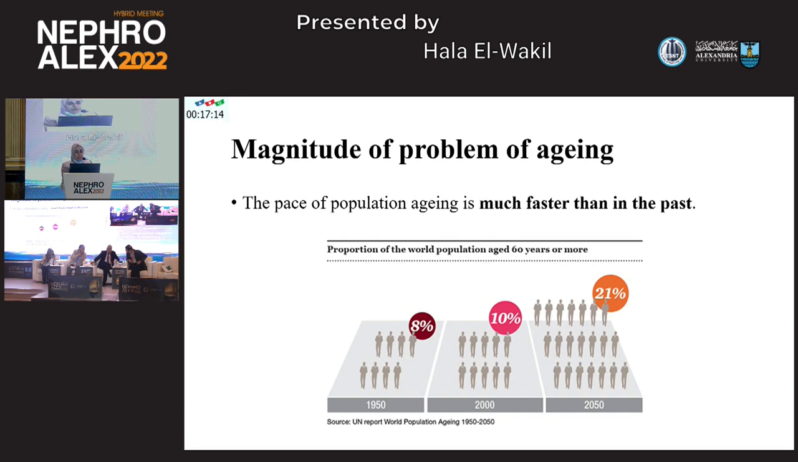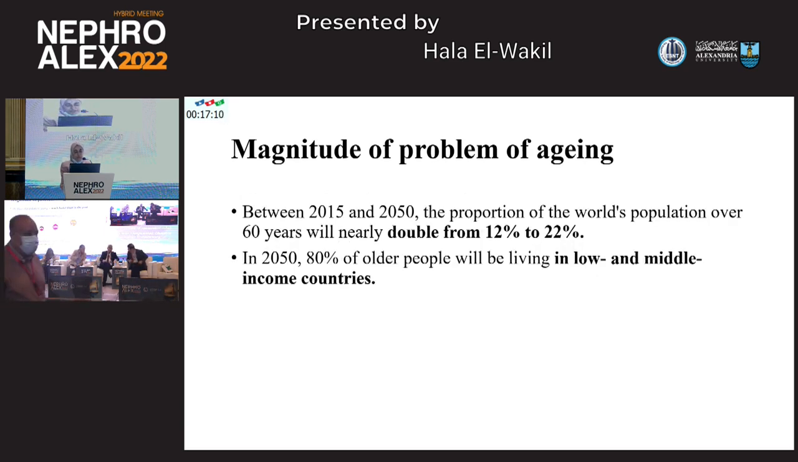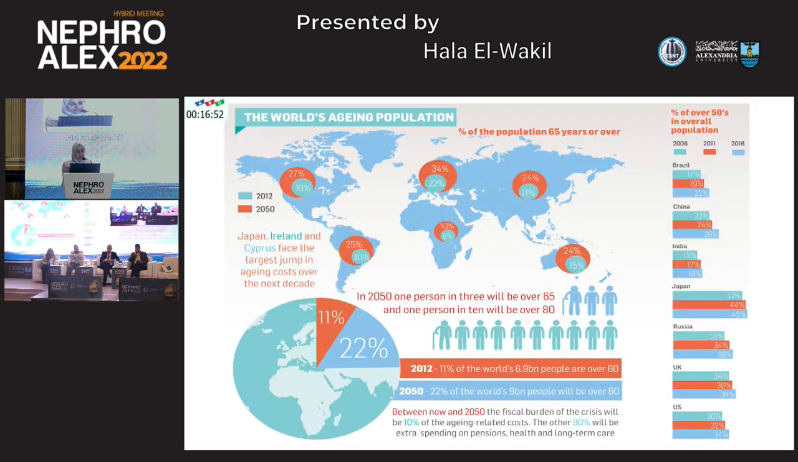The pace of population aging is much faster than in the past, as shown in this figure. Between 2015 and 2050, the proportion of the world population over 60 will nearly double, as well as the bad news that in 2050, 80% of older people will be living in low and middle income countries, in our region.